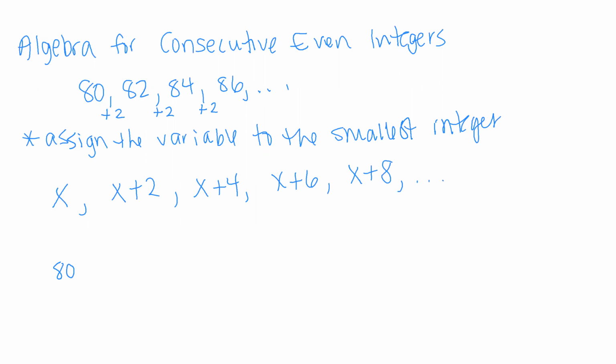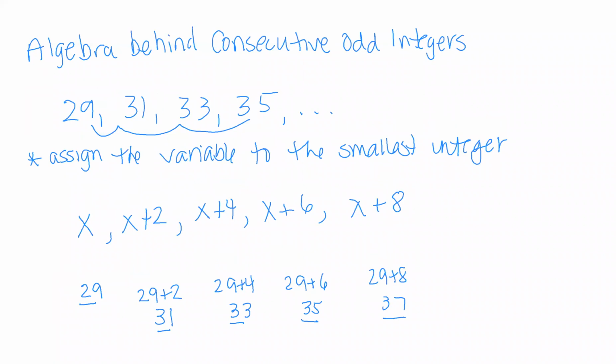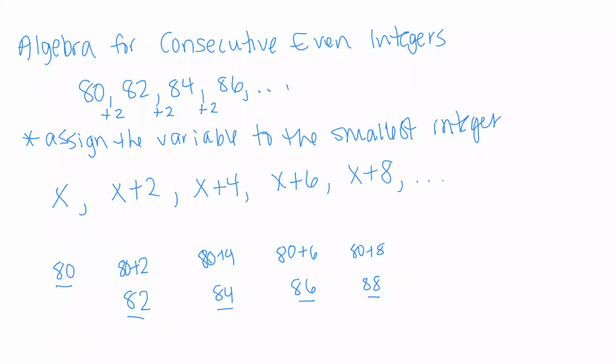Let's practice. If x is 80, x plus 2 is 80 plus 2, or 82. x plus 4 is 80 plus 4, or 84. x plus 6 is 80 plus 6, or 86. x plus 8 is 80 plus 8, or 88. And we could keep following this pattern, but look at what we have. We have a series of even integers, and these integers are all in a row. What I want you to notice between consecutive odd integers and consecutive even integers is the algebra is the same.